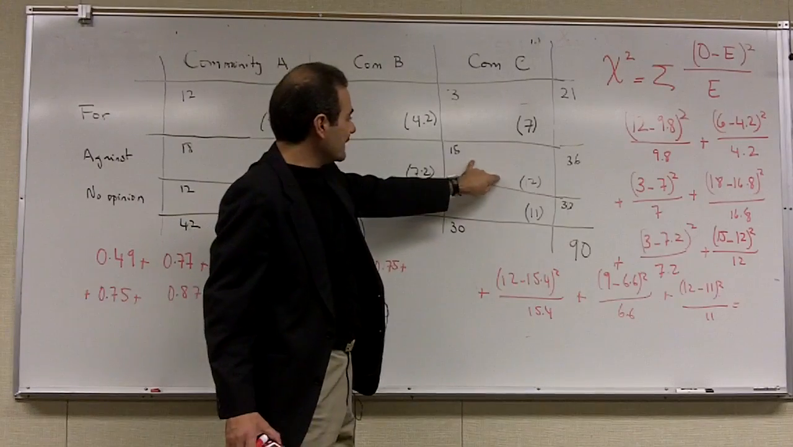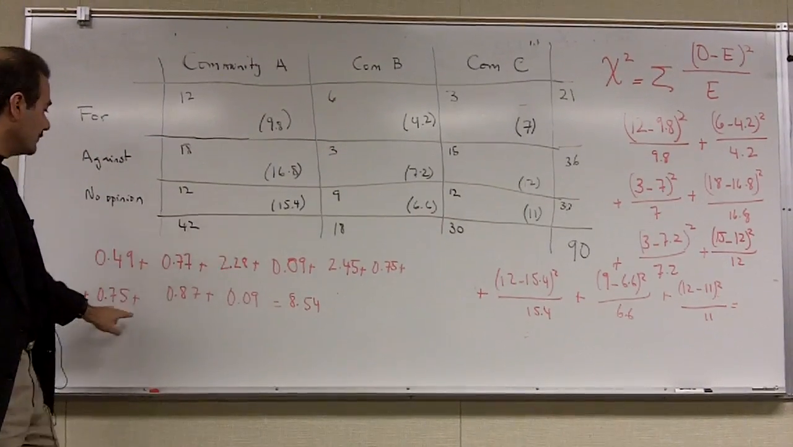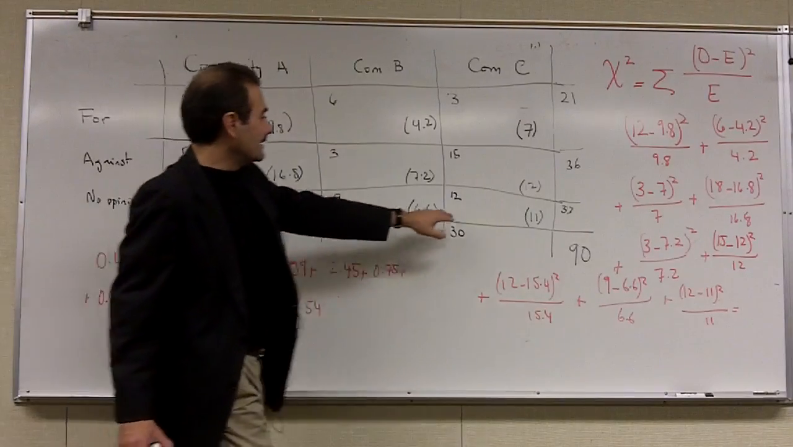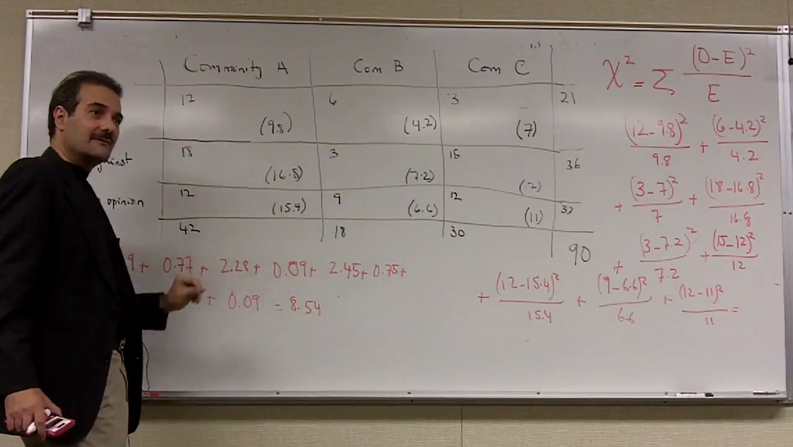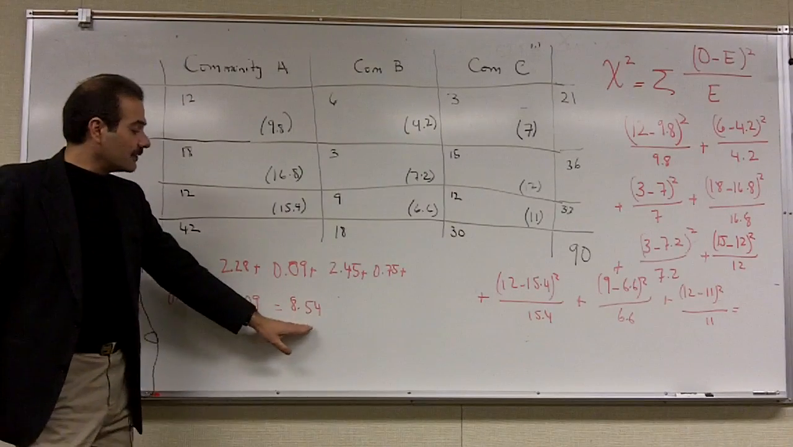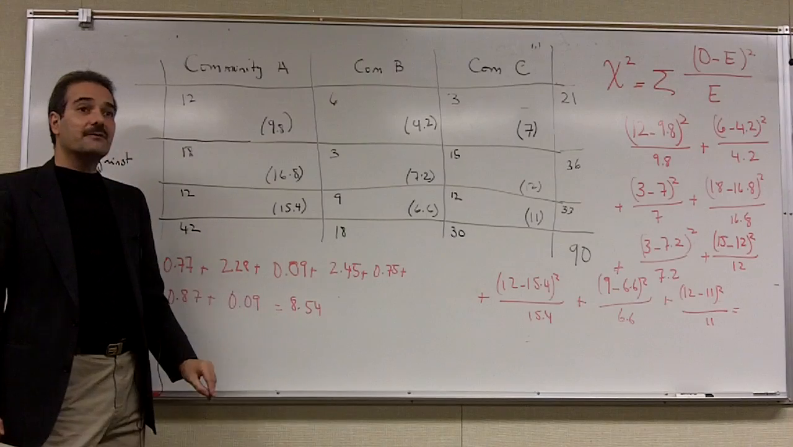This discrepancy is not that huge, 0.75. This discrepancy, not huge. And this is actually the tiniest discrepancy, so you get a very small chi value here. So you get a total chi-square. This is your observed chi-square, 8.54.